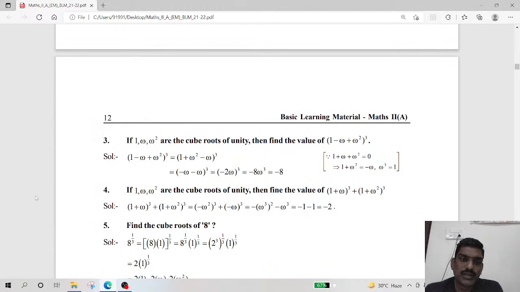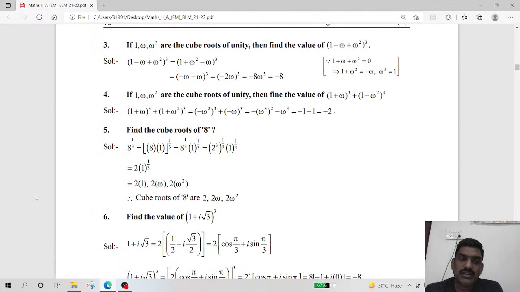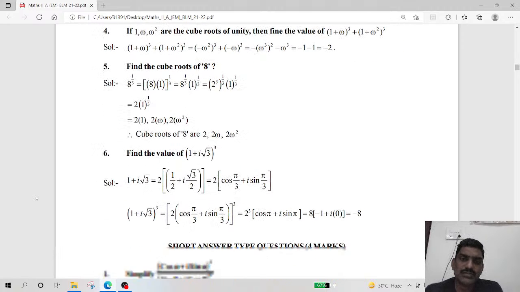Question number 3: 1, omega, omega square are the cube roots of unity. Then find the value of (1 minus omega plus omega square). First, simplify 1 minus omega plus omega square. 1 plus omega square is minus omega, so minus omega minus omega, that is (minus 2 omega) whole to the power of 3, that is minus 8. Next, 1, omega, omega square are the cube roots of unity. Then find the value of (1 plus omega) whole cube plus (1 plus omega square) whole cube. This is also easy: find the 1 plus omega value and 1 plus omega square value, then simplify, you can get the answer.